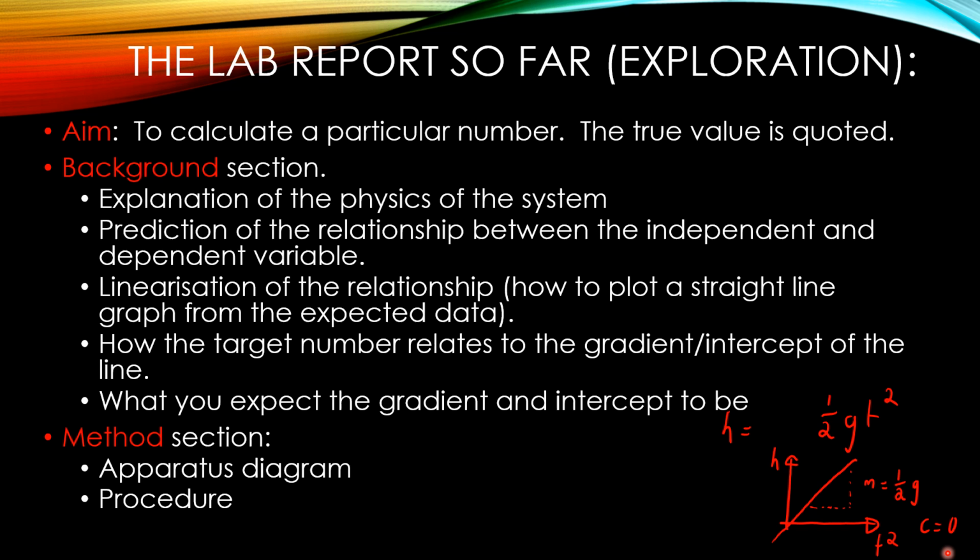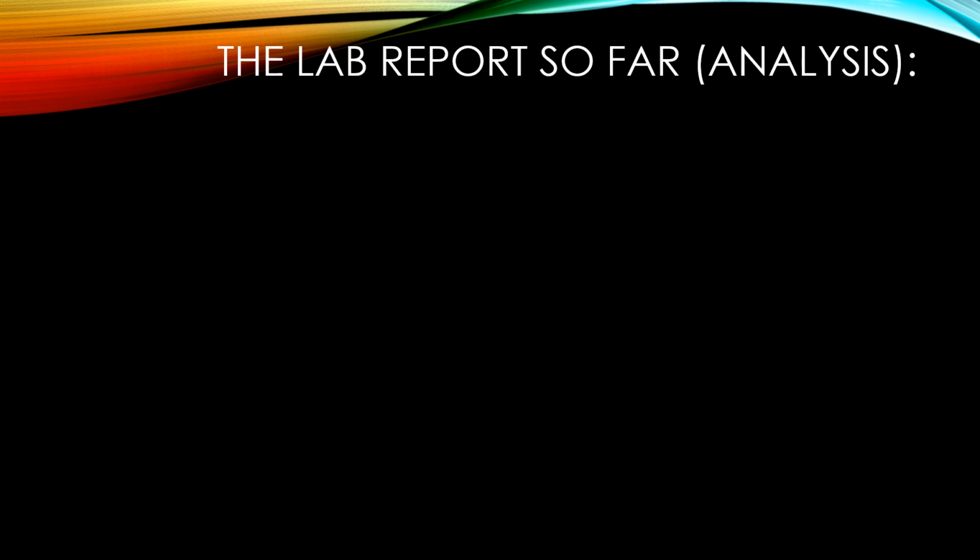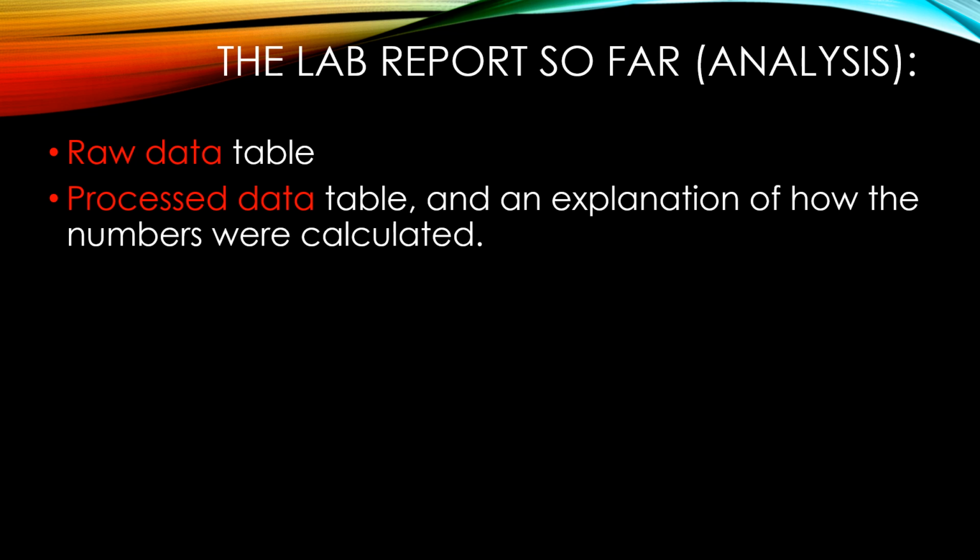Then you have a method section which contains an apparatus diagram and a procedure. Then you do the experiment and you do the analysis section. This contains a raw data table, the data you took from the practical. The process data table, if you need one.